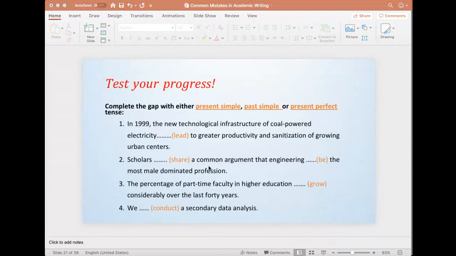So complete the gap with either present simple, past simple, or present perfect. So I'm testing your knowledge on those three tenses, okay? And we have 4 sentences. We have the verbs in brackets. Try to use the right form, okay, that fits the context of the situation of this sentence. I'll give you 3 minutes, and please do not share your answers until I say so, so others can think.